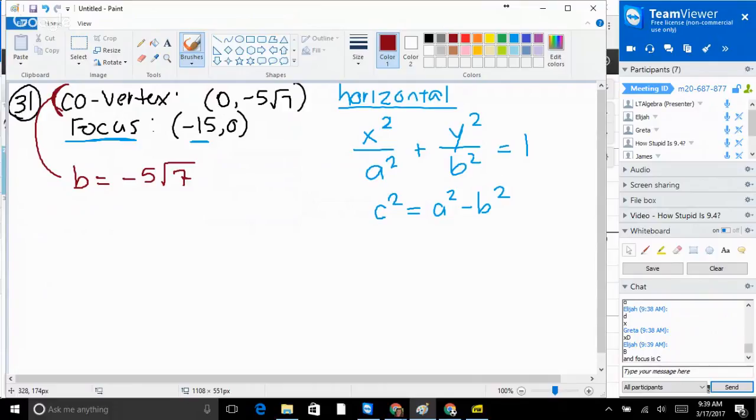Exactly, Elijah. And my focus is not a vertex or a covertex, so my focus has to be C, 15. Now, you'll notice these both have negatives. It's because you have the negative and the positive. Really, once you put these into the equation, they're all going to get squared. You'll notice it's a squared, b squared, c squared. So it really doesn't matter if they're positive or negative because they're going to get squared.